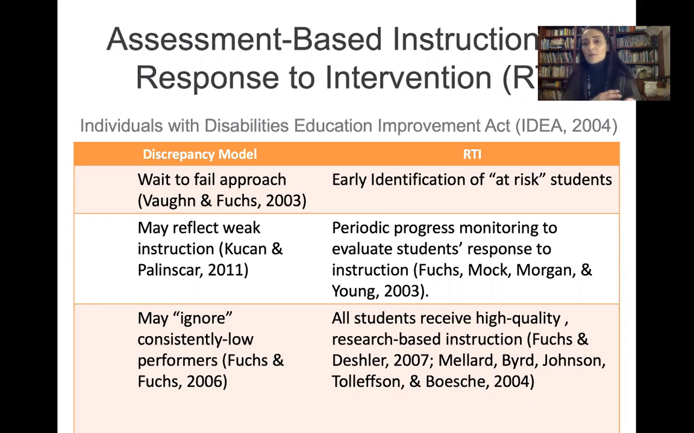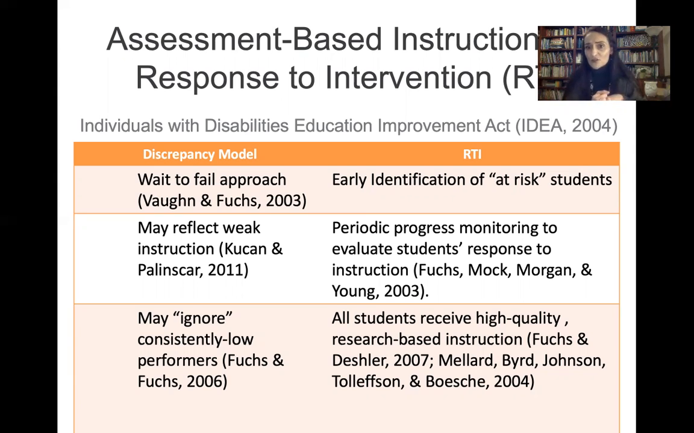Also, this discrepancy model may ignore those students who always perform a little lower than the cutoff point to receive support. So these consistently low performers who fly under the radar, as we usually say, are the ones who may be ignored or neglected until the point that they are at risk.